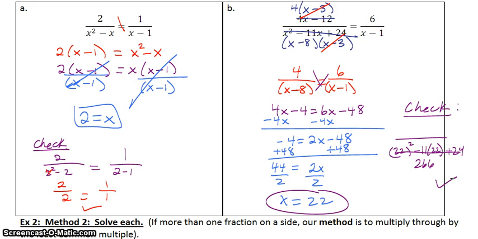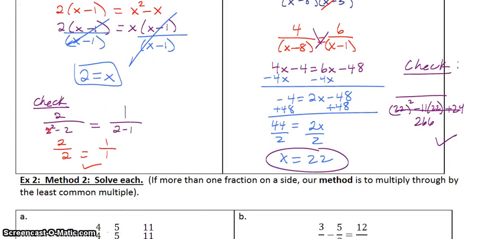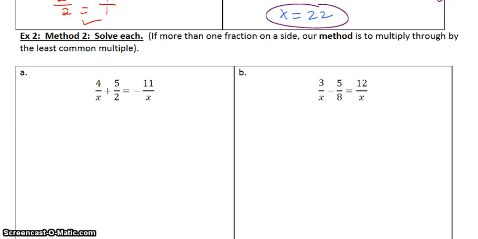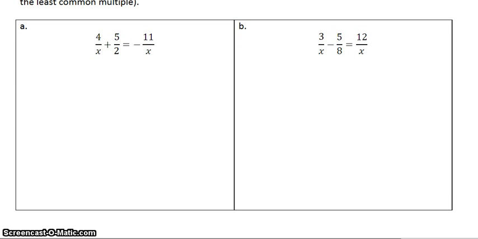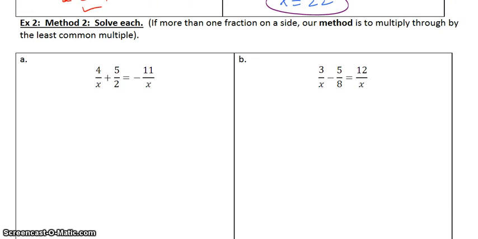What we just did, parts A and B, that's the cross multiply method. Again, you can only use it if there's a single fraction on both sides. So if there's more than one fraction on both sides, I said our method is to multiply through by the least common multiple. Often that is kind of too complicated. So here's what I want you to write.